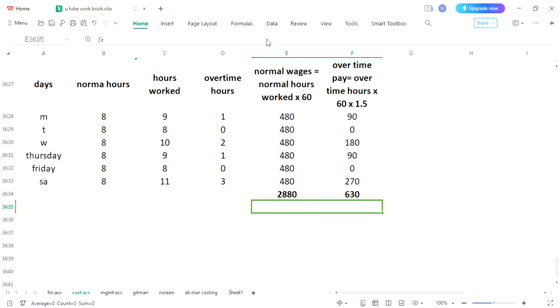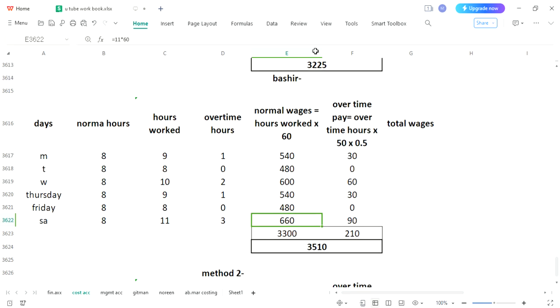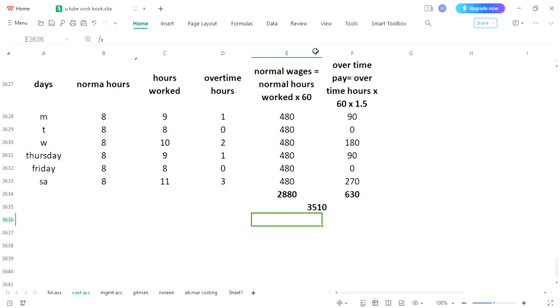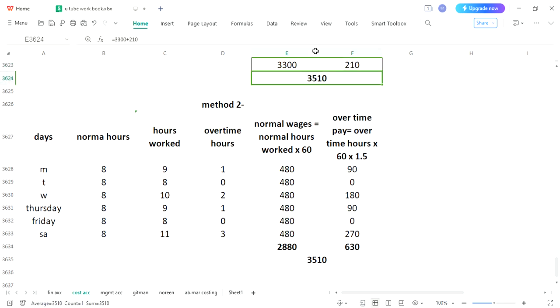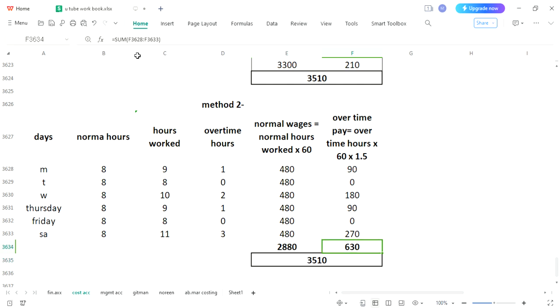For total wages, what you will do, you will take the sum of both: 2880 your normal payment and add 630 as overtime payment. So this way you have calculated your payment. Look at here. This was your total in method number 1. In method number 2, your total is also 3510. So either you will adopt method number 1 or method number 2, you will get the same answers.